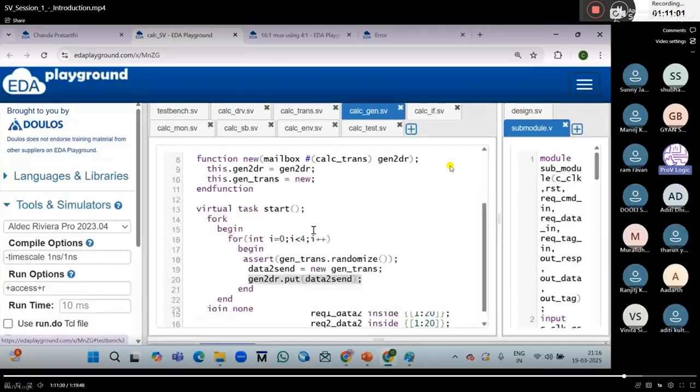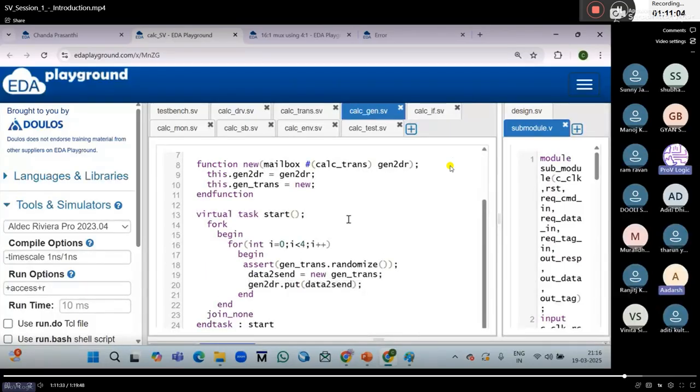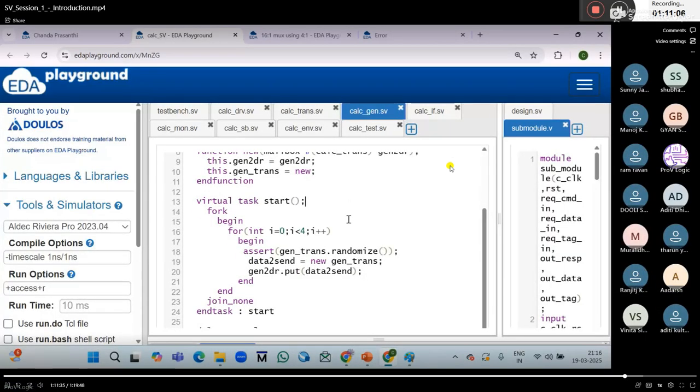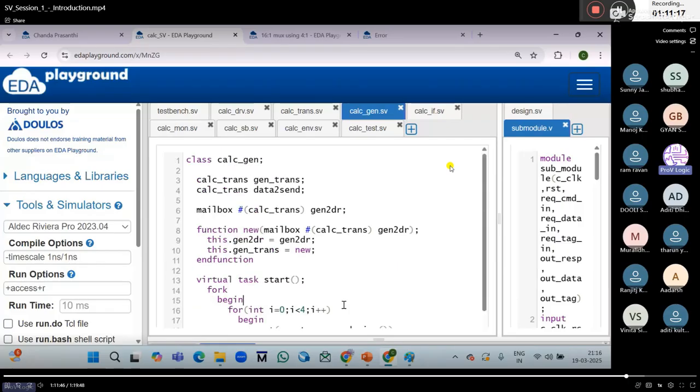Here the virtual task is just for overriding purposes. Mostly we use virtual tasks and virtual functions in SystemVerilog and UVM just for overriding purposes. We could have used just a task, a static task. You can also use a static task, that's not a problem. But mostly in class-based verification, everything is created dynamically, right? That's why we use virtual.